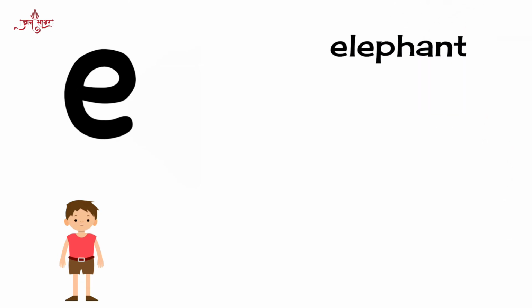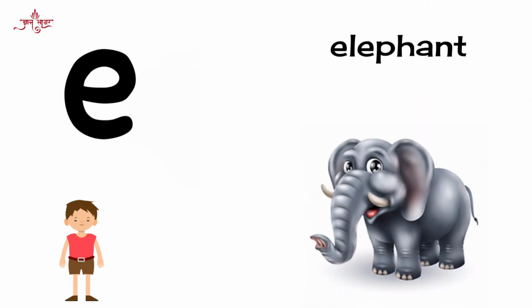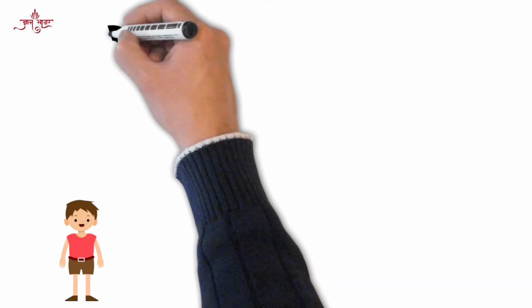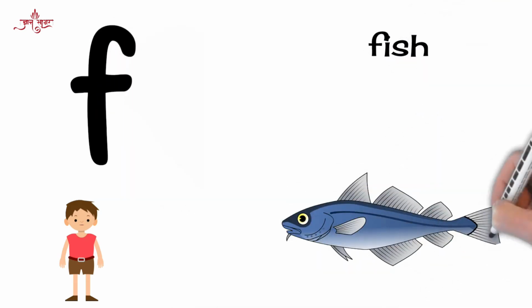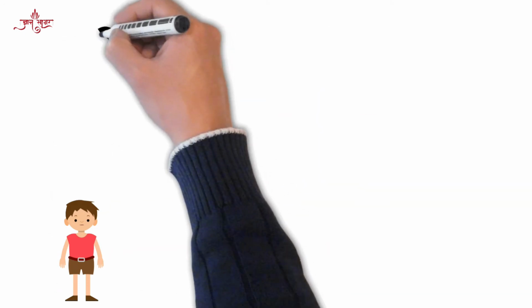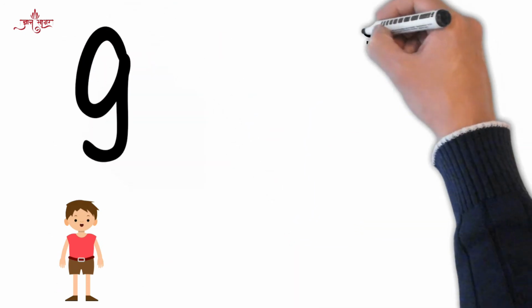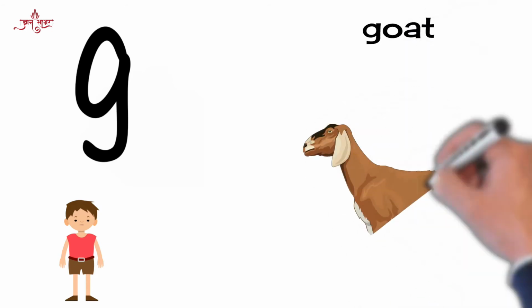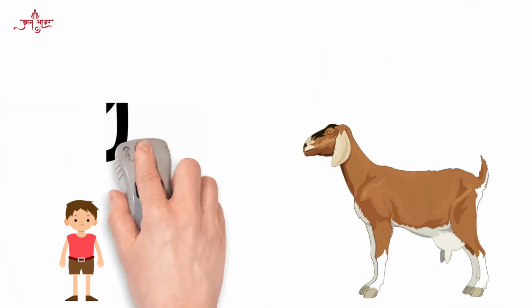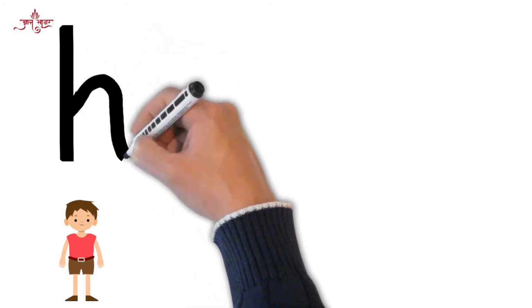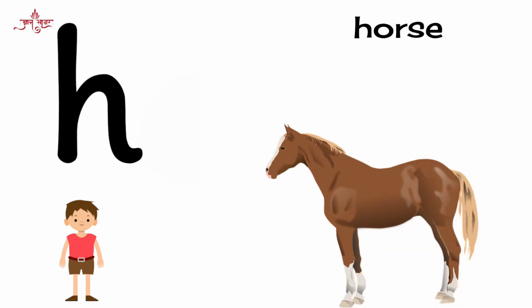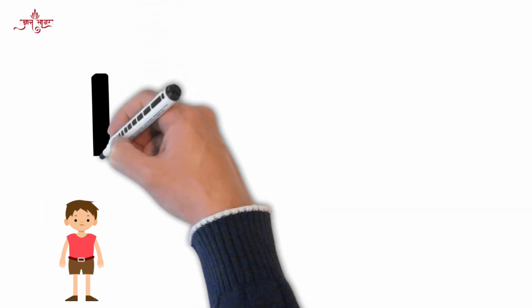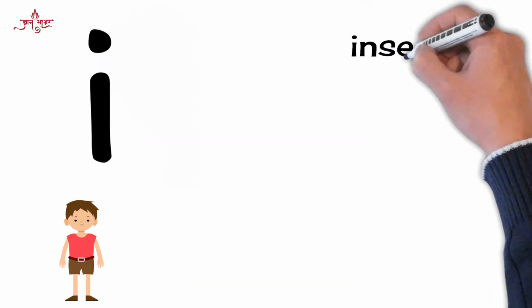E for elephant. F for fish. G for goat. H for horse. I for insect.